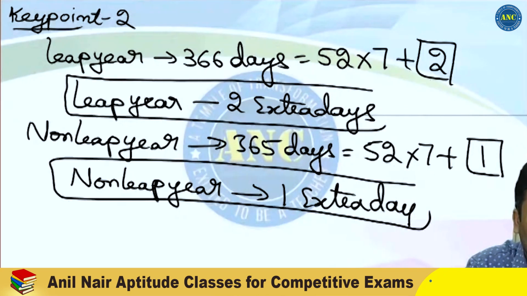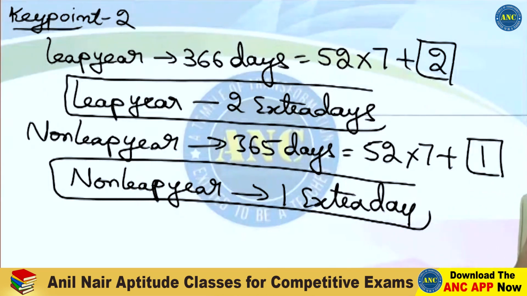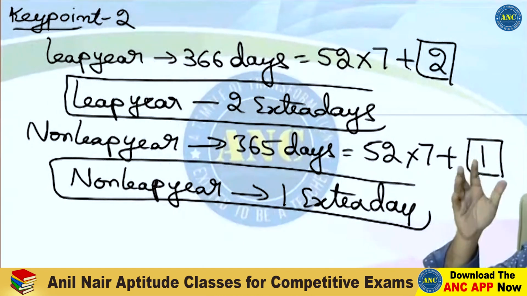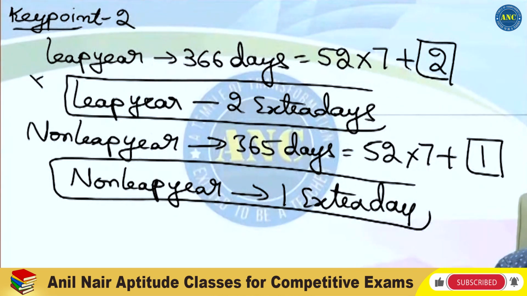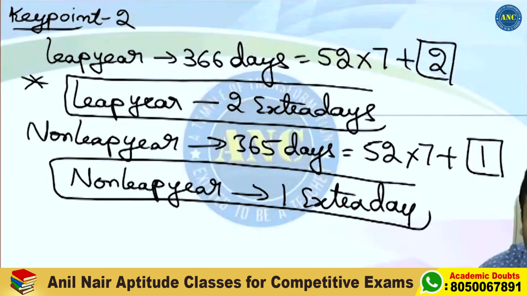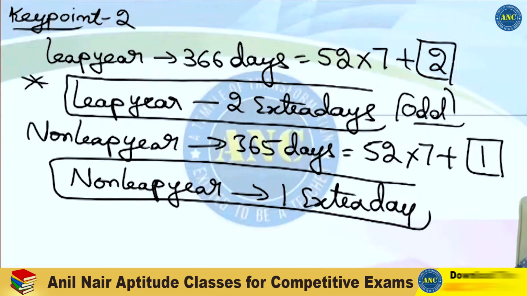Very, very important concept. If the 1st January of a leap year is Sunday, then on December 29 the calendar's 52 weeks get over, and then 30 and 31 are 2 extra days. Week 1, week 2, week 3, 52 weeks are repeated, then come 2 extra days or odd days. A leap year has 2 extra days and a non-leap year has 1 extra day.